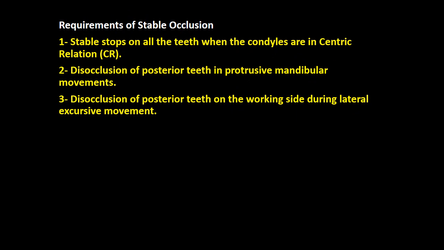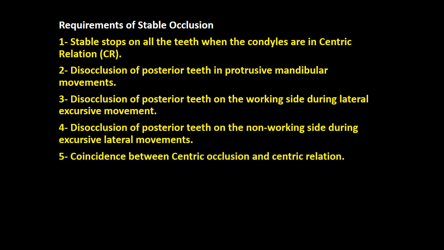Well, the requirements of stable occlusion in natural teeth: we should have stable stops in all teeth when the condyles are in centric relation, disocclusion of posterior teeth in protrusive mandibular movement, disocclusion of the posterior teeth on the working side during lateral excursive movement in case of canine protected occlusion, and disocclusion of posterior teeth on the non-working side during excursive lateral movement, and coincidence between centric relation and centric occlusion, or the retruded cuspal position and the intercuspal position.